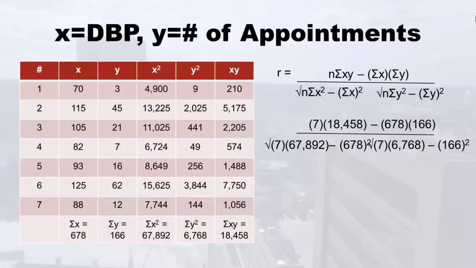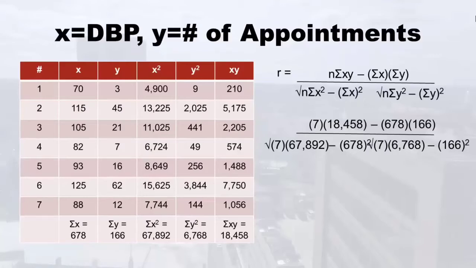In the numerator, because we have order of operation, you need to do out the n times the sum of xy, that's 7 times 18,458. You need to do that out first, and then you need to do the other one, the 678 times 166 first. And then after you're done with those two things, you have to subtract the second one from the first one. That's the order you have to do that in to get the numerator right.